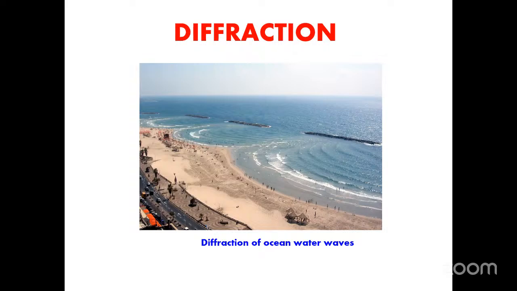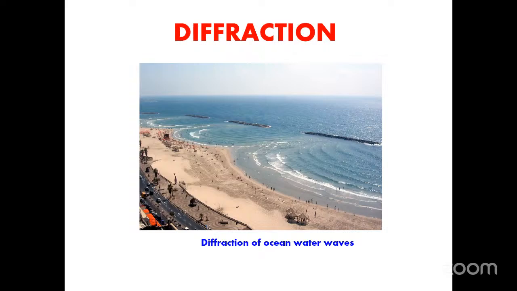What do you mean by diffraction? We already discussed it in the previous class. Whenever light passes through a medium and an obstacle is placed in the path of the light, the light bends at the edges of the obstacle and enters into the geometrical shadow. This phenomenon we call diffraction.